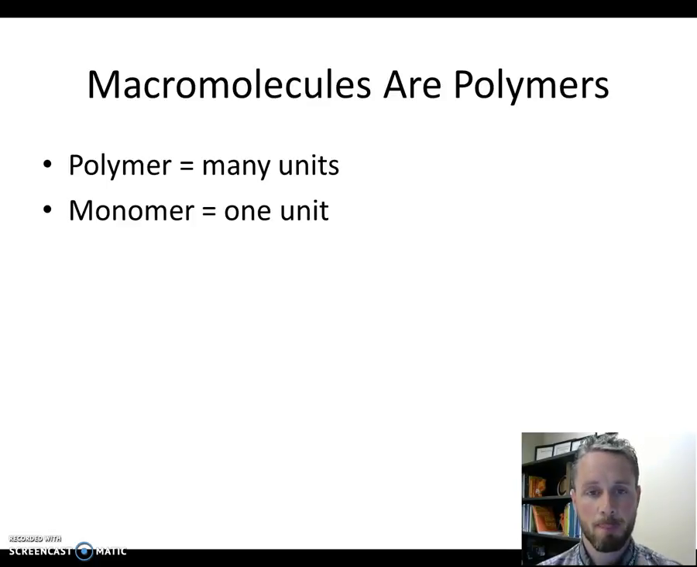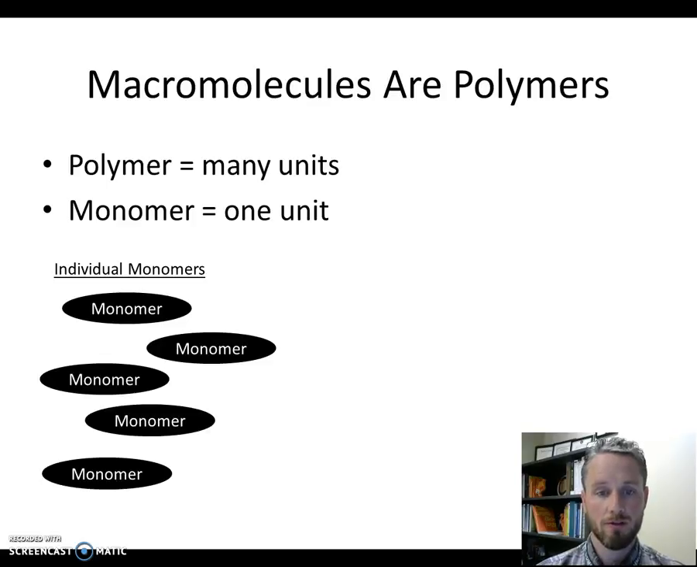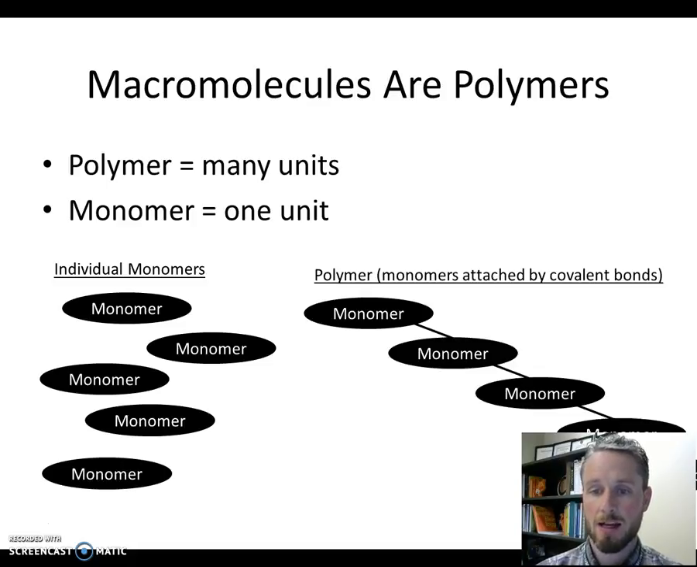One unit, monomer. So if we wanted to visualize these macromolecules, again, another word for them is polymer, we could think about a whole bunch of monomer subunits. And then to turn these monomer subunits into a polymer, we just have to connect them together. So again, a polymer is just a whole bunch of monomer subunits connected together by bonds. And so here I've got these black lines to indicate covalent bonds attaching the monomers together into a long chain. That long chain is a polymer. That's what all of our macromolecules look like. Long chains of individual subunits attached together.